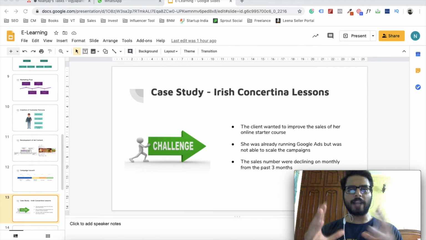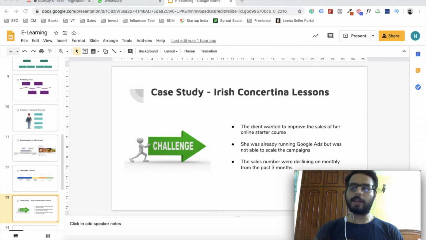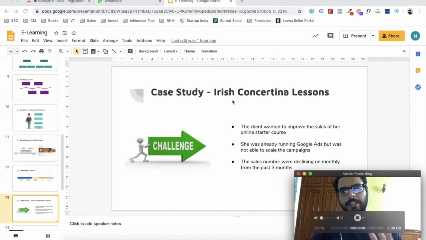So basically, the case study has to be relevant to the roadmap that you have laid out. For example, in this case, this case study is of Irish Concertina lessons. Now, this is basically a website where you can learn the Irish Concertina, which is a musical instrument, and this particular client was selling her video courses on the website. So see, this particular case study is relevant to the e-learning proposal that I am creating for the client, right?